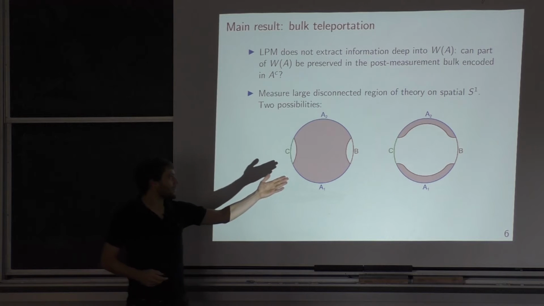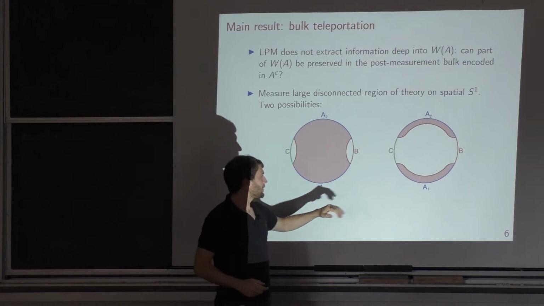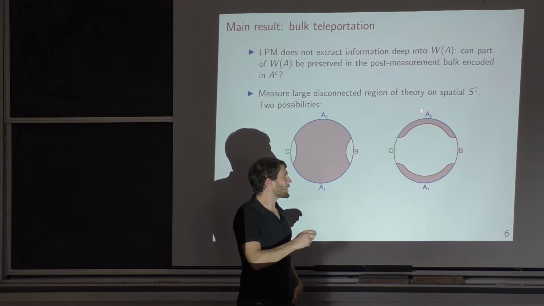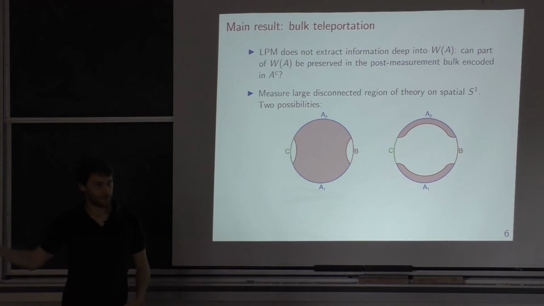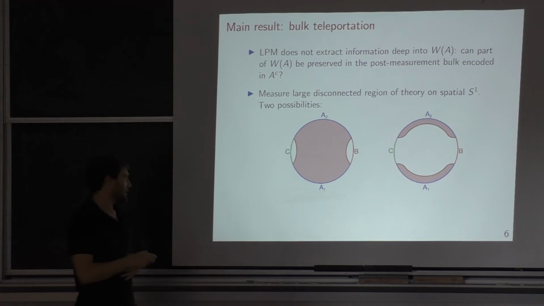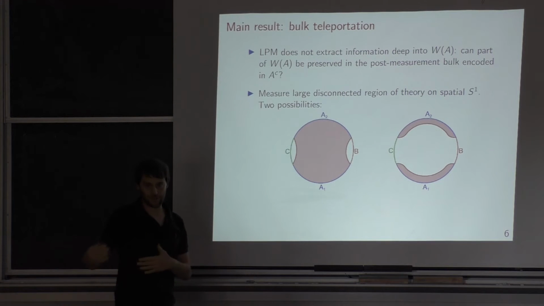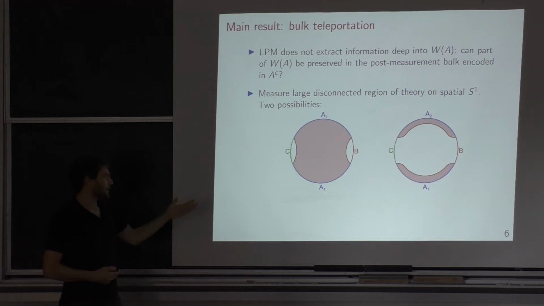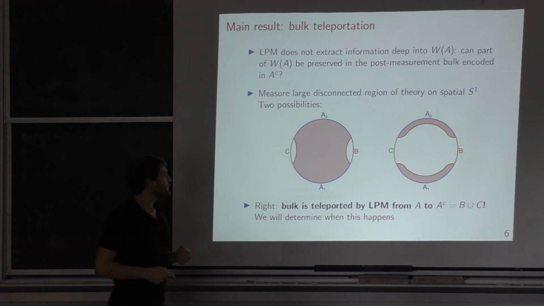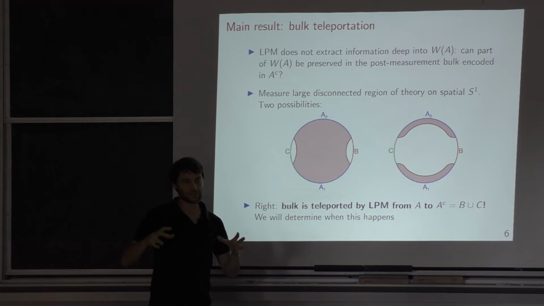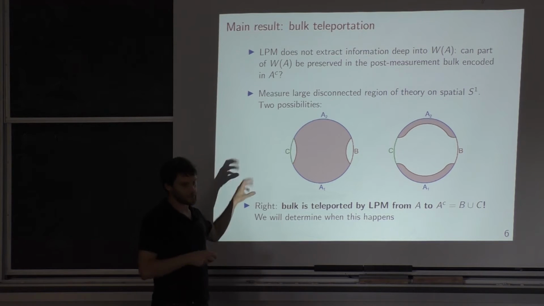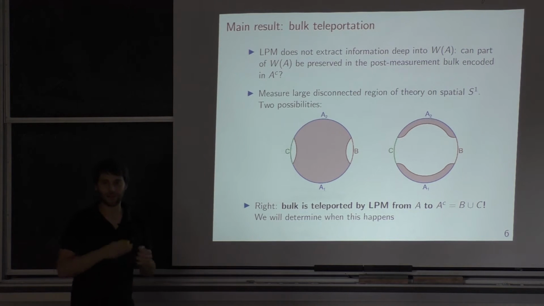Now, in this second case, clearly what's happening is that whatever part of the bulk was encoded in A before the measurement is now, at least part of it, encoded in the complementary region AC, this region B union C, after the measurement. And so we interpret this, when this happens, as bulk teleportation, in the sense that the information contained in region A before the measurement, the bulk information, is now accessible from a complement.